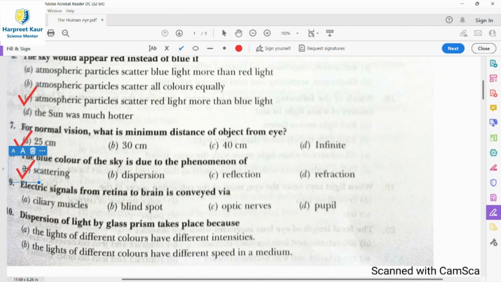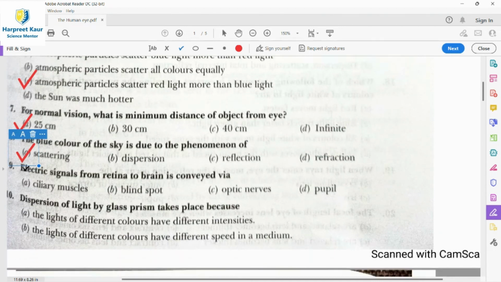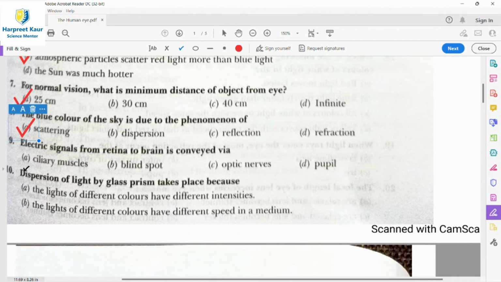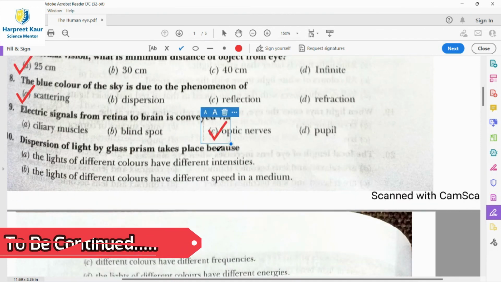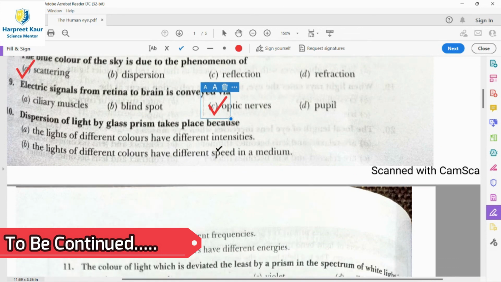Then question 9. Electrical signals from retina to brain are conveyed via. Option C is the right answer. Optic nerve carries the signals from the eye to the brain in the form of electric impulses. Then question 10. Dispersion of light by a glass prism takes place because the lights of different colors have different speed in a medium. So option B is the right answer for question 10.